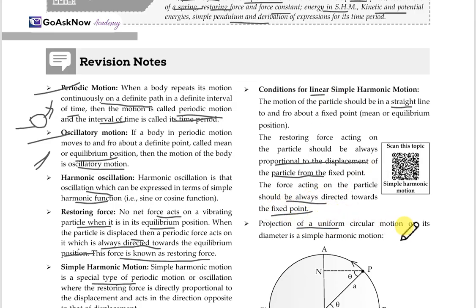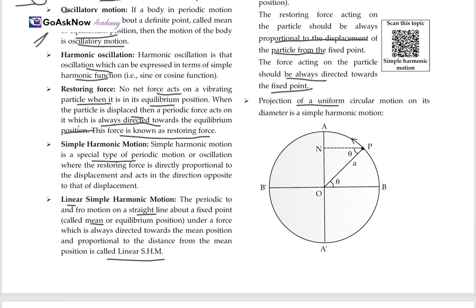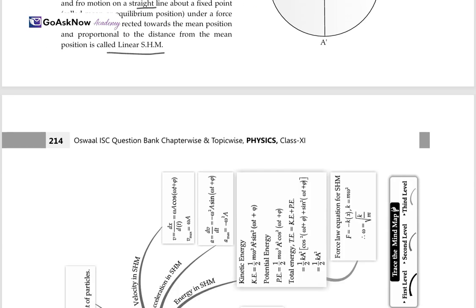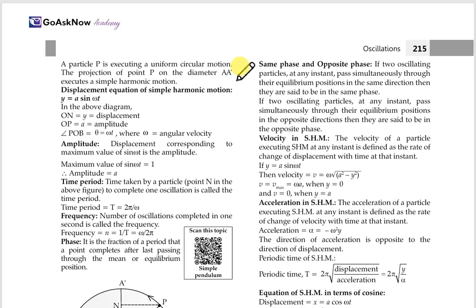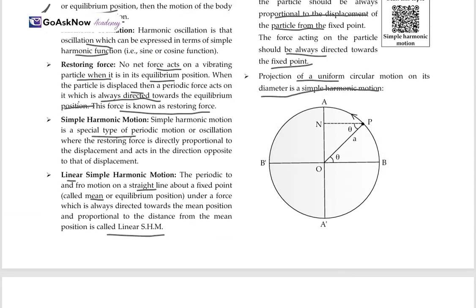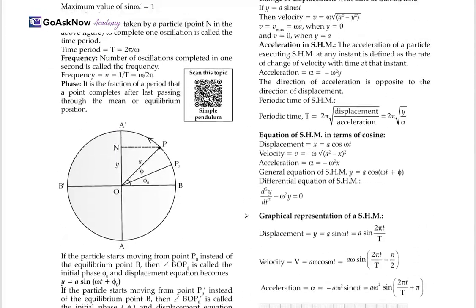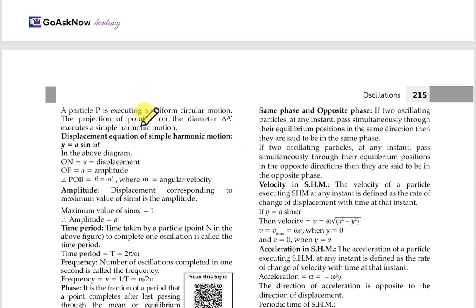Also, the projection of uniform circular motion on its diameter is a simple harmonic motion. Here, the diameter is representing a simple harmonic motion. A particle P is executing uniform circular motion, and the projection of the point P on the diameter A A dash executes simple harmonic motion. Let's go again with the diagram, from here to this is the diameter A to A dash.